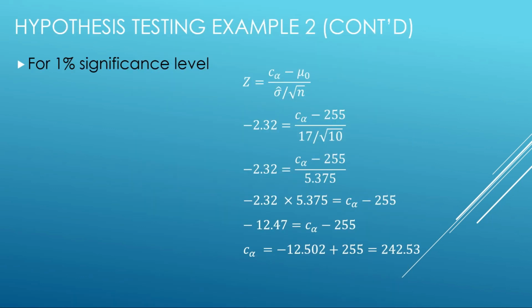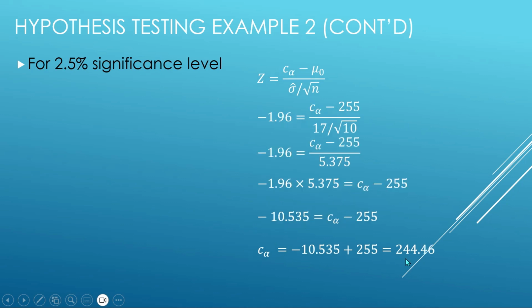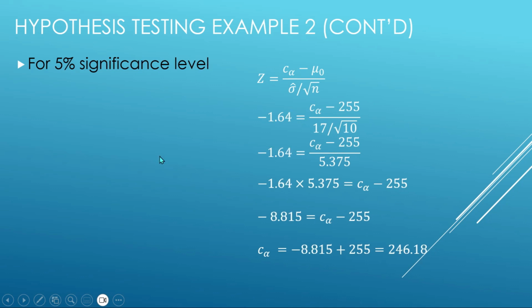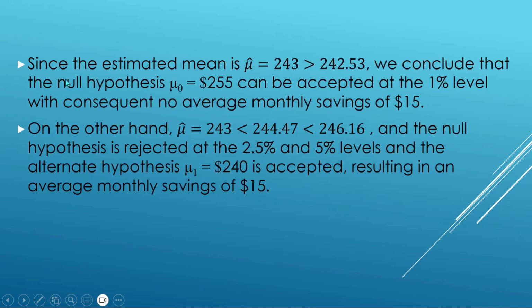For 1% significance level, when we calculate the value of C after putting all the values in this equation, which we have done before, the answer is 242.53. For significance level 2.5%, C is calculated as 244.46, and for 5% significance level, C is calculated as 246.18. Since the estimated mean 243 is greater than 242.53, we conclude that the null hypothesis mu naught can be accepted at the 1% significance level, with consequent no average monthly saving of $15.